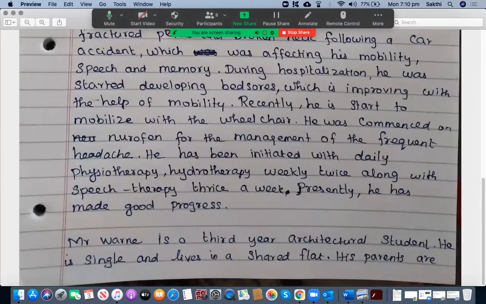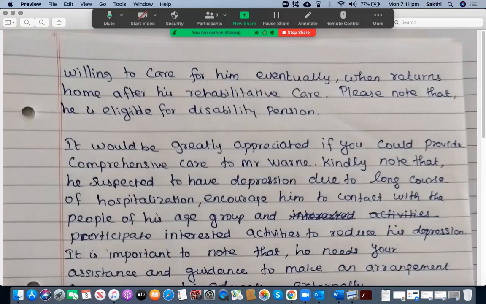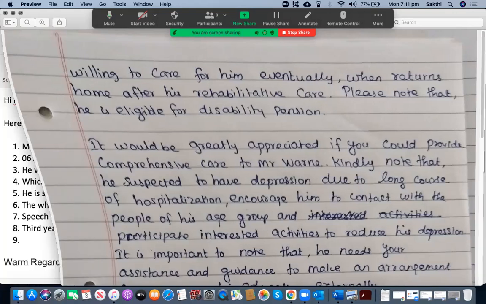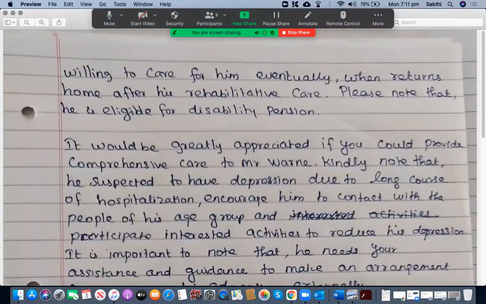"Third-year student. He is single and lives in a shared flat." That's good. "His parents are willing to care for him." No, "willing to provide care for him." "Willing to care for him," no, that's wrong. You have to say "to provide care for him."